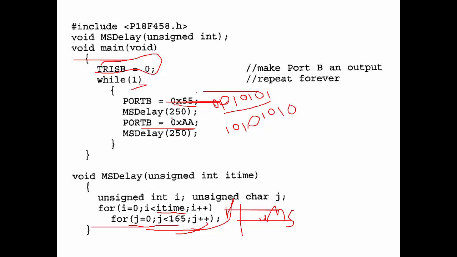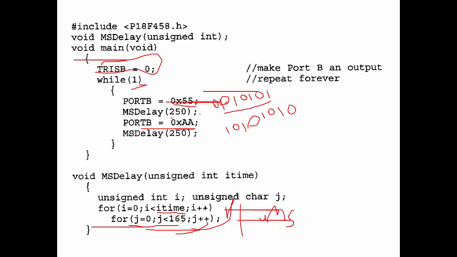So when you compare these two, the bits automatically get toggled: 0, 1, 1, 0, 0, 1, 1, 0. So all the pins of port B now get toggled with a delay of 250 milliseconds.